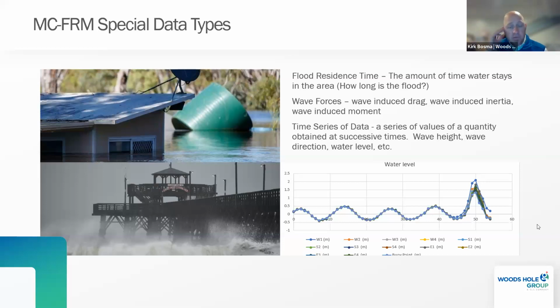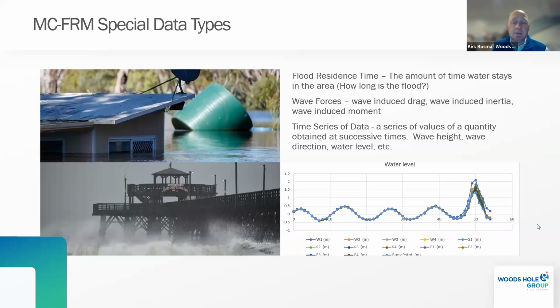Another thing that we can produce is wave forces. We have all the wave information. Now, we can't just say, here's the wave force at this particular location, because wave forces act on a certain thing, but we can get wave information to then produce wave forces on a proposed structure, proposed development. I'll give you an example of that later, of how that works with MC-FRM data.